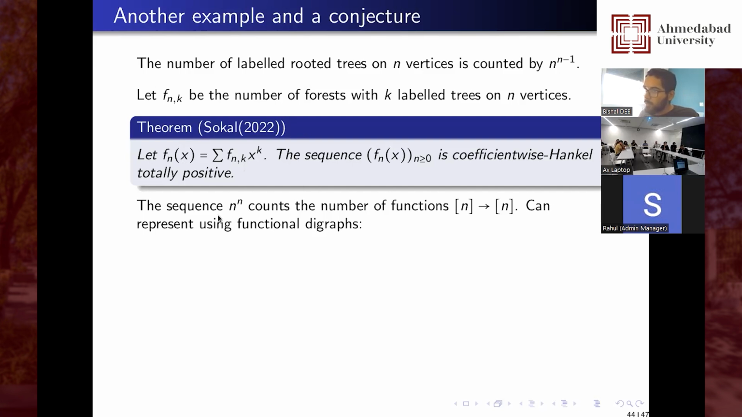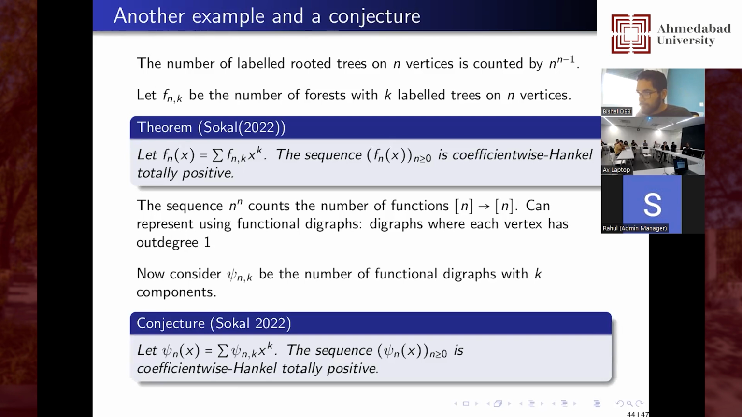And the sequence n to the power n counts the number of functions from 1 through n to 1 through n. And you can represent this geometrically by functional digraphs. So you take a graph where you have vertices 1 through n, and if f(i) is equal to j, then you draw a directed edge going from i to j. These digraphs have the property that every vertex has out-degree 1. So now let psi_{n,k} be the number of functional digraphs with k connected components.